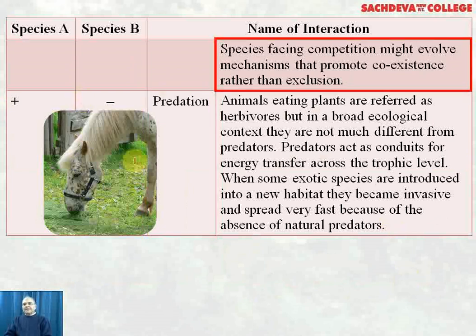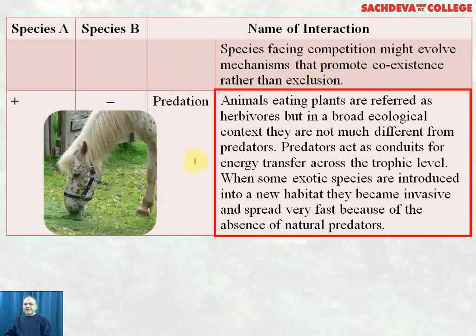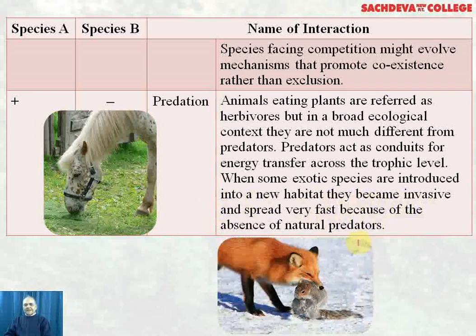Predation. A species facing competition might evolve mechanisms that promote coexistence rather than exclusion. Plant-eating animals are referred to as herbivores, but in a broad ecological context, they are not much different from predators. Predators act as conduits for energy transfer across the trophic levels. When some exotic species are introduced into a new habitat, they become invasive and spread very fast because of the absence of natural predators.